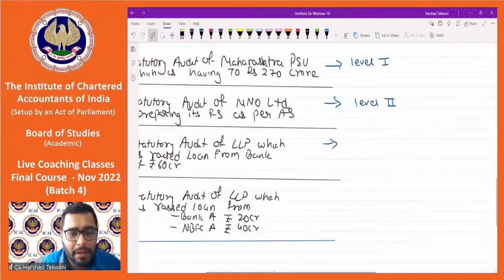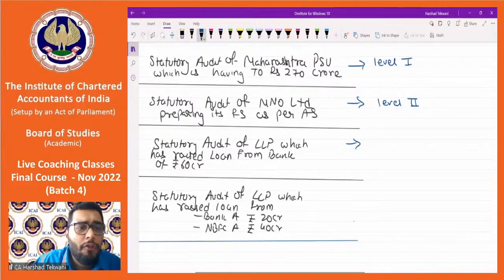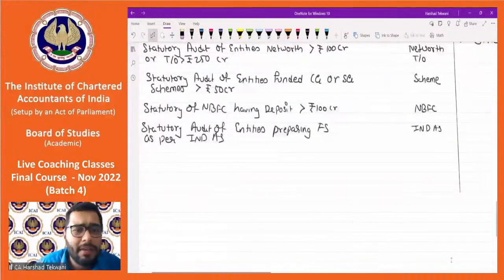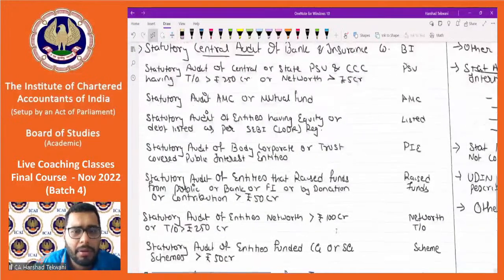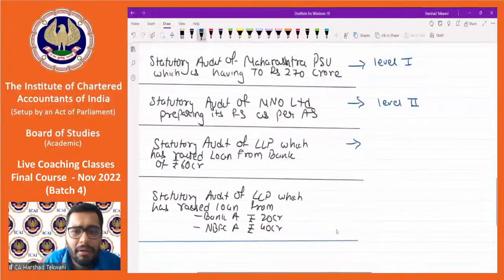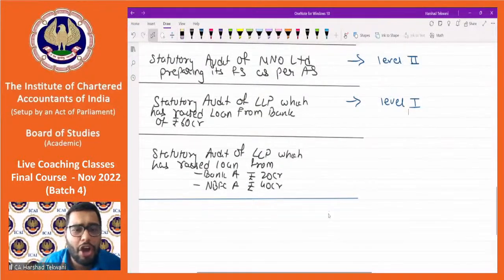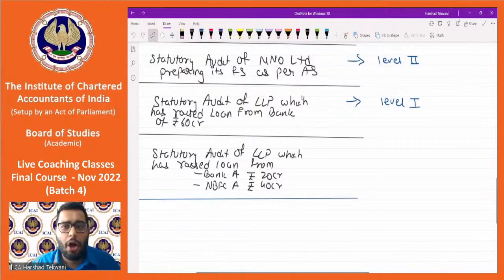Statutory audit of an LLP which has raised a loan from a bank of rupees 60 CR. Now for the loan condition, the limit was 50 CR raised from banks or financial institutions. So that will be level 1. Okay. Now statutory audit of an LLP which has raised a loan from a bank of 20 CR and NBFC of 40 CR. Now you tell me, this last one, whether this will be level 1 or level 2.